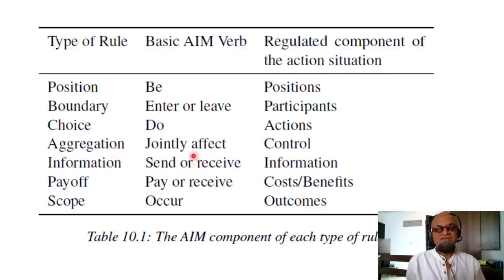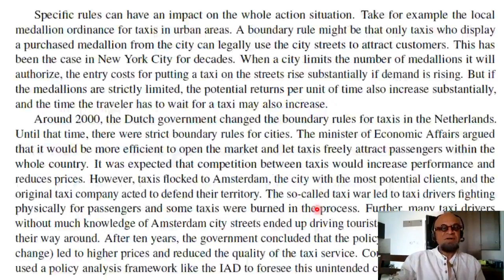Aggregation, so jointly affecting, and the regulated component is the overall control rule. Information, you send it or receive it based on the position, and that's your verb. And of course the component here is information itself. Payoff, so pay or receive, so that affects costs and benefits, and the scope is to occur. The outcome has to occur, and the component of course is outcomes. Sounds bizarre, but it's the pedagogical formal framework for IAD.